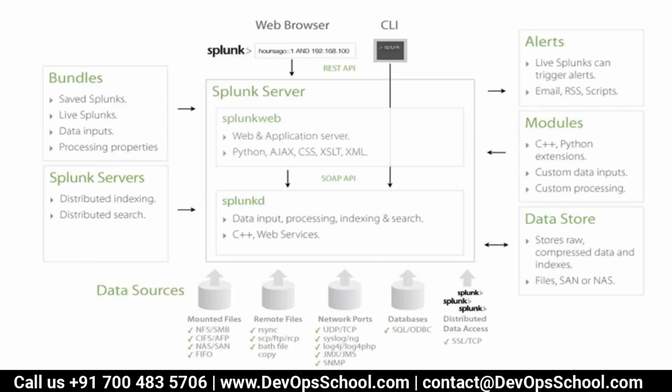One is Splunk Web, which basically consists of the application layer and web layer, which includes Python, Ajax, CSS, and XML, and so on. And then splunkd, which is the backend where the real data processing happens, indexing happens, searches happen, and it's basically web services. Now, the Splunk server you can access in two ways. One is through the browser, and another way you can access is through the clients.